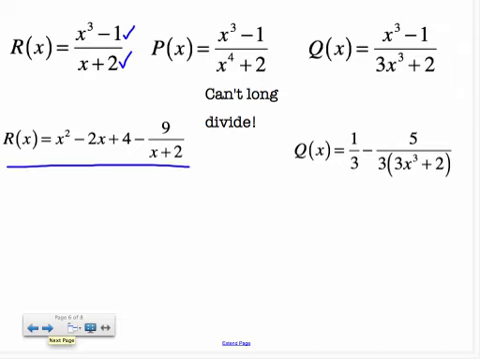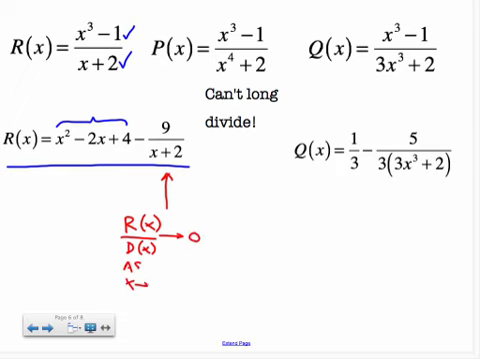And we have a quotient of x squared minus 2x plus 4, a remainder of 9 divided by x plus 2. Okay, now what I want you to understand here is why this works. So I'm going to submit to you that your remainder divided by your divisor will always approach 0 as x gets big positive or x gets big negative.